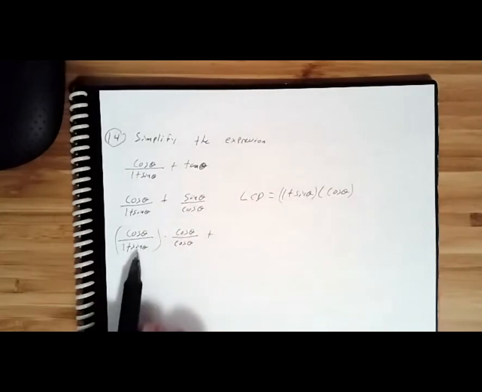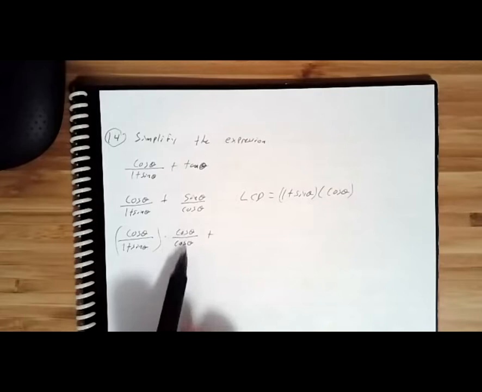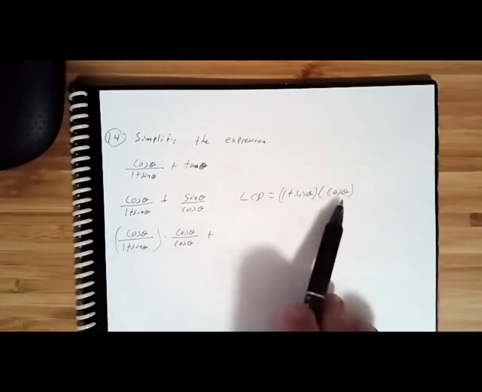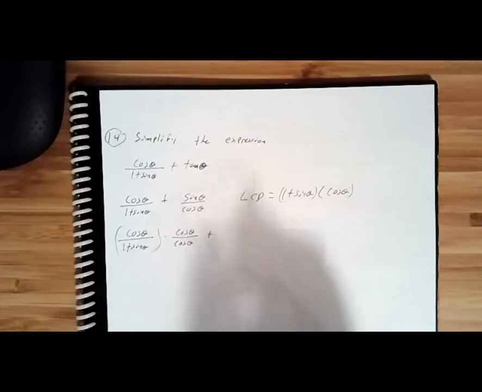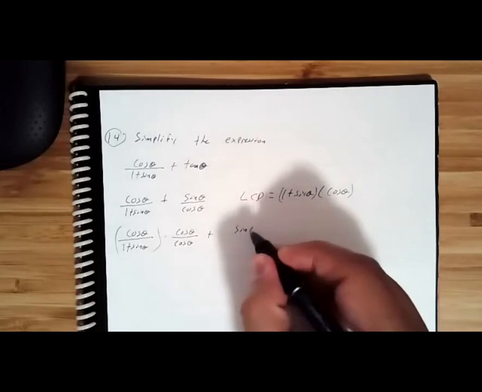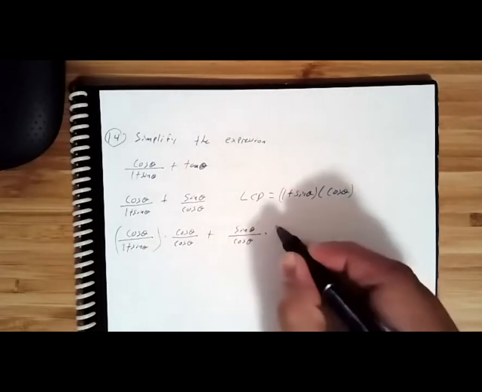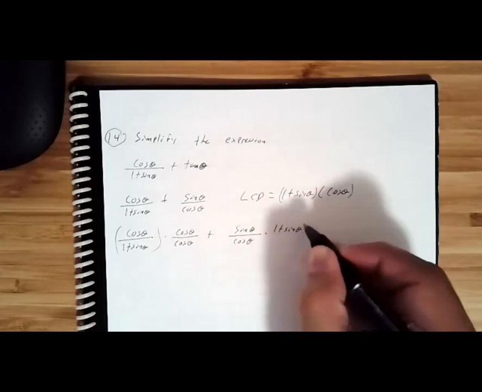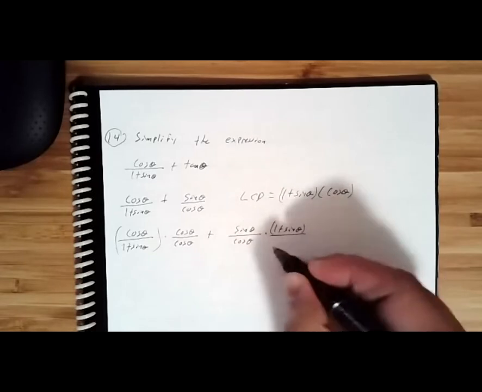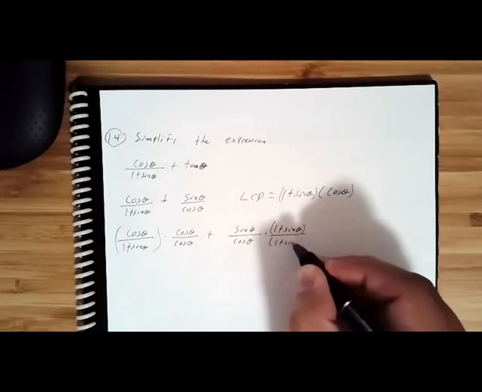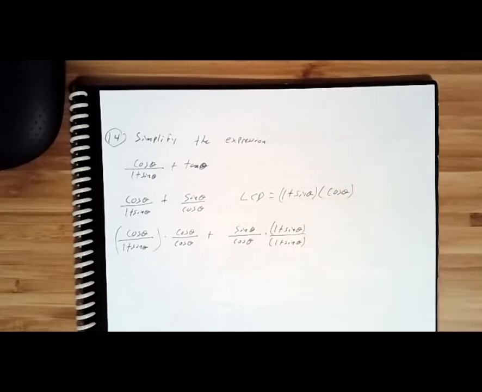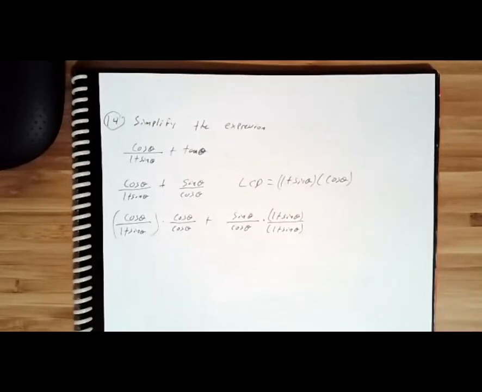So to get the LCD here, you multiply it by the missing piece. It needs to be like this. So this needs a cosine. This other fraction needs the 1 plus sine. Right? I'm just adding two fractions. They're not pretty, but that's essentially all we are doing here. Is this okay so far before I get into the algebra?